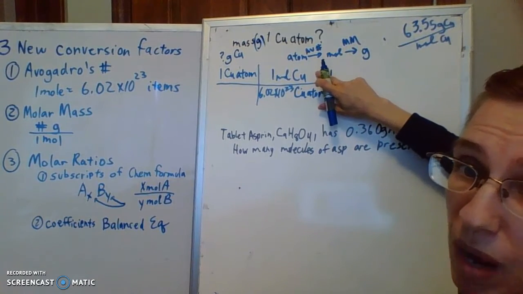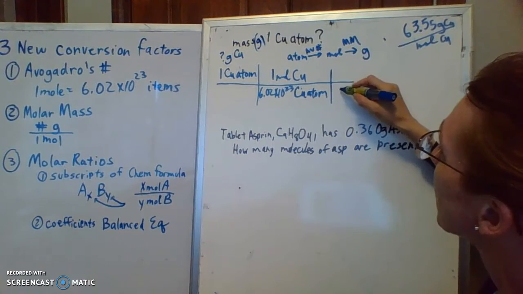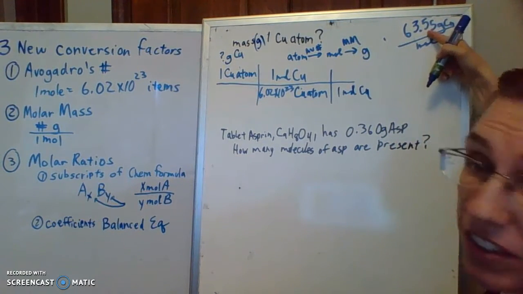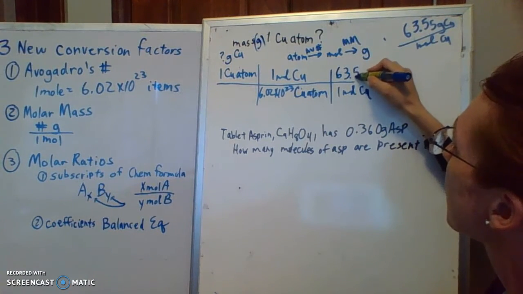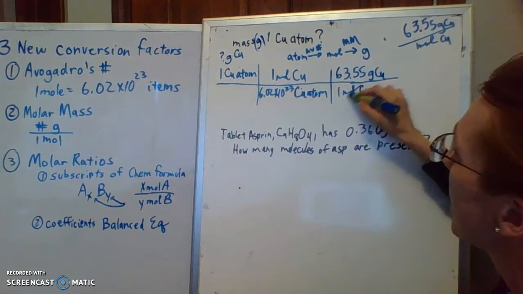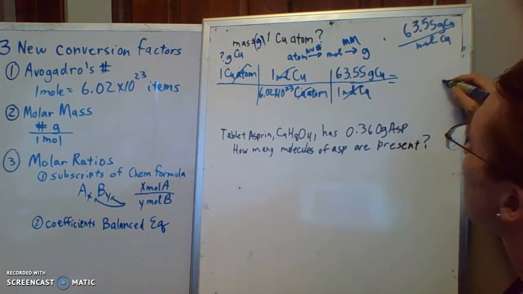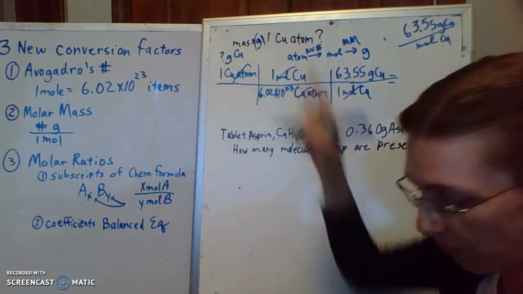So we've got moles of copper in the top. So moles of copper have to be in the bottom to cancel out. So we've got 1 mole of copper. The thing on the other side of the line has to be on the other side of the line. So we've got 63.55 grams of copper. Those will cancel out. Those will cancel out. And the only units we didn't cancel out is grams of copper. That's exactly what we were looking for.